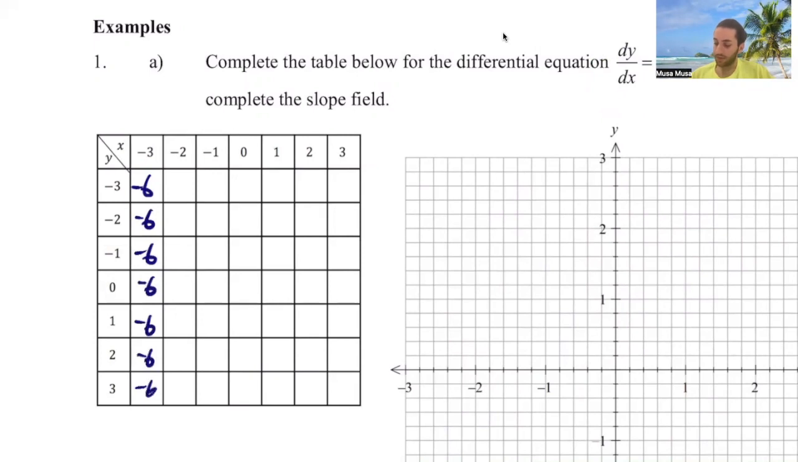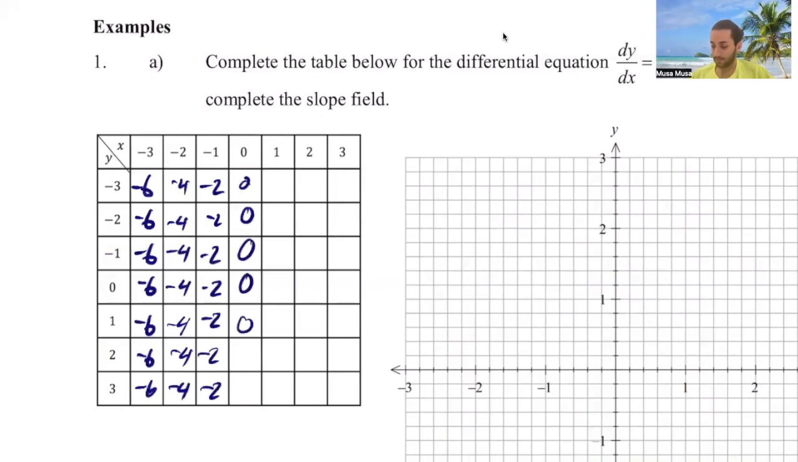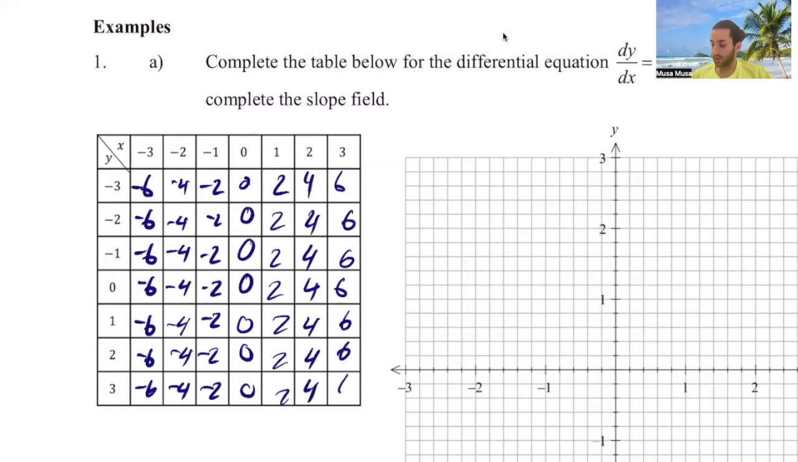When x equals -2, what do these all equal? -4, -4, -4. When x equals -1, these all equal -2. I'm purely just subbing it into the dy dx equation. These are all zeros. These are all twos, fours, and then 6, 6, 6, 6, 6, 6.